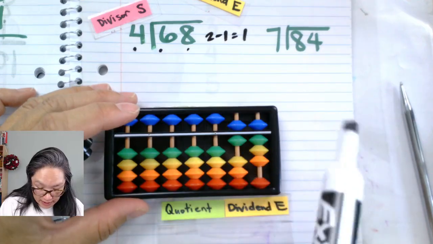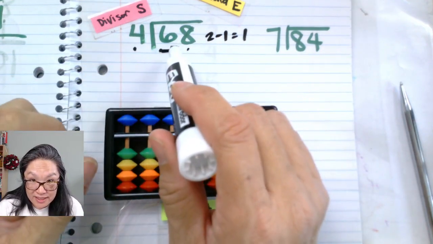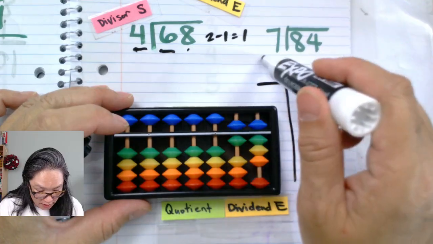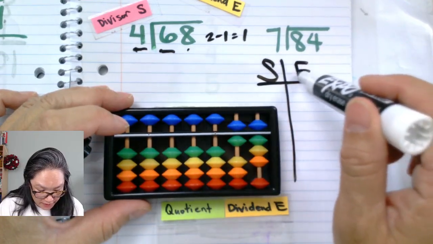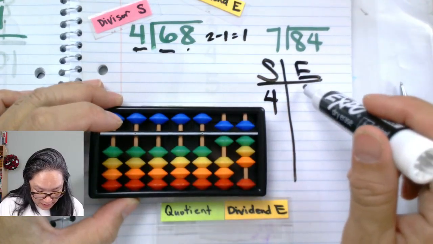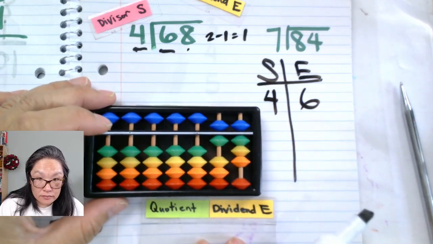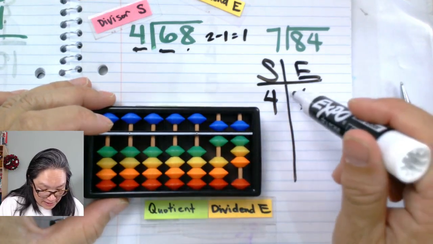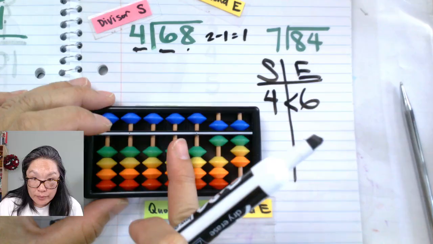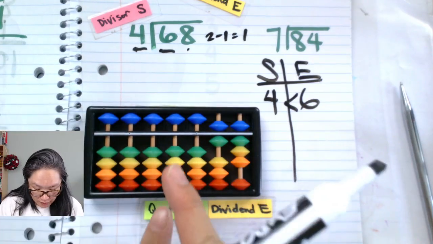Now what I have to do is compare. I compare my apples to apples. I only compare 6 and 4. So when I write my chart, divisor and dividend, my divisor is 4. My dividend is 6. Who is bigger? My 6 is bigger. Because my 6 is bigger, I'm going to skip this column and go over here. That's one of the rules.